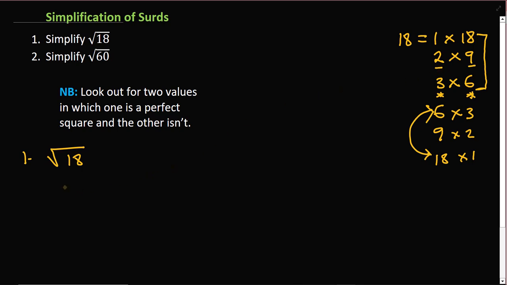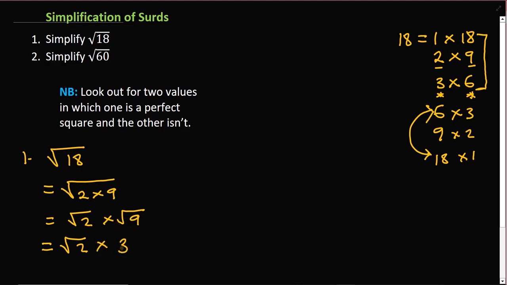So let's continue. From this point, I can simply say root 2 multiplied by 9. So we've broken this down. We can simply say root 2 multiplied by root 9. From here, root 2 remains root 2, but the square root of 9 is 3. So 3 multiplied by root 2 gives us 3 root 2. I just brought the whole number forward and then the surd behind. And that makes sense. It's simple. Let's go for the next one.